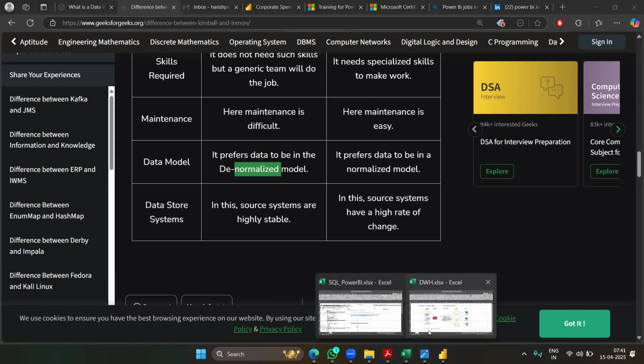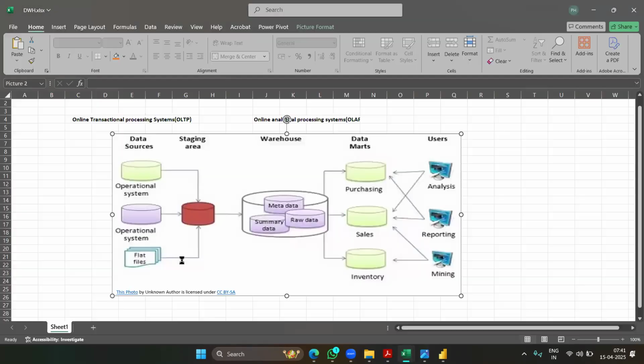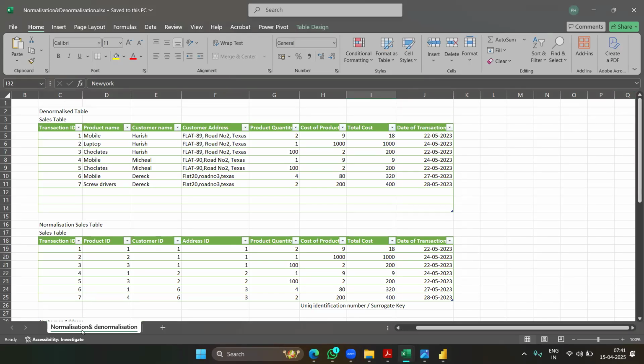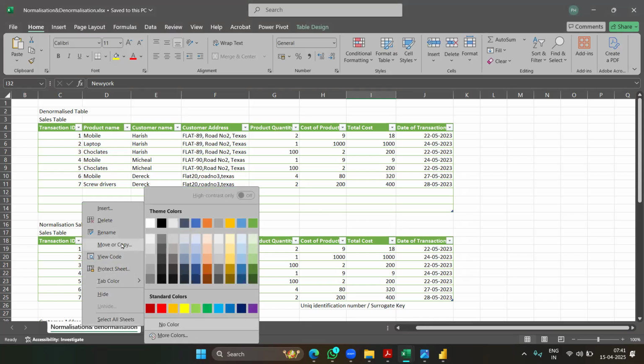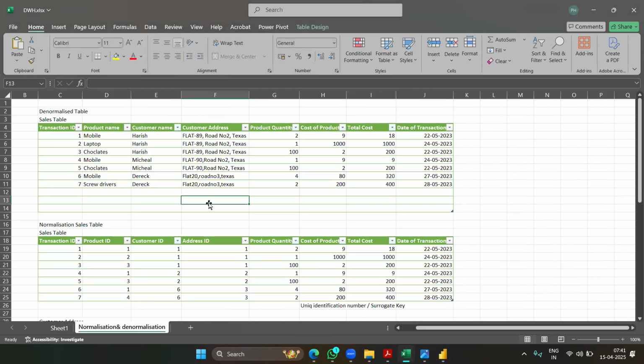I have created some data to explain this one. Let me open that one. Okay. We also call this normalization and denormalization. Let me get this copy. Okay. If you see here, this is a sales table, right? In a denormalized form.